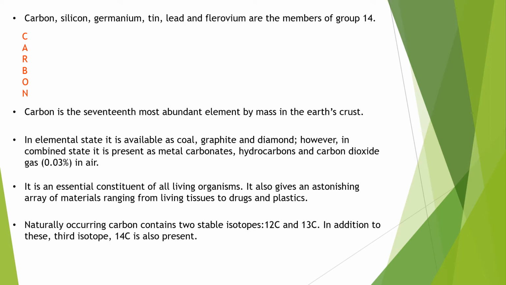Naturally occurring carbon contains two stable isotopes, carbon-12 and carbon-13. In addition to these, a third isotope, carbon-14, is also present, but this isotope is rare in nature. Also, organic chemistry is incomplete without carbon. Carbon is the base of organic chemistry.